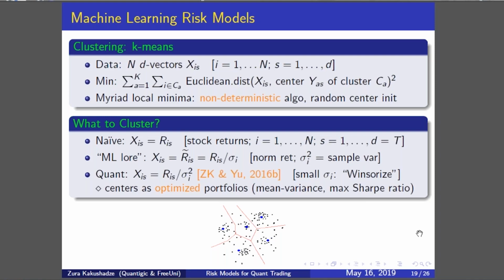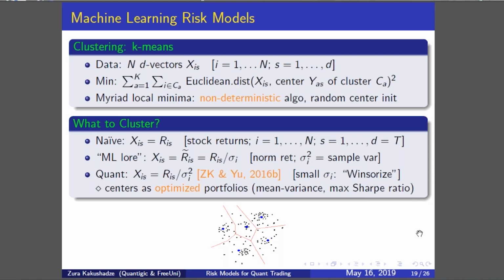And the reason why the algorithm is non-deterministic is because you initialize your centers for each cluster, and these centers I call y's, y sub a. So these centers are initialized randomly on the first iteration. And so when you run the algorithm, you get a different answer every time. In other words, you find a different local minimum, and there is no way of finding the global minimum.